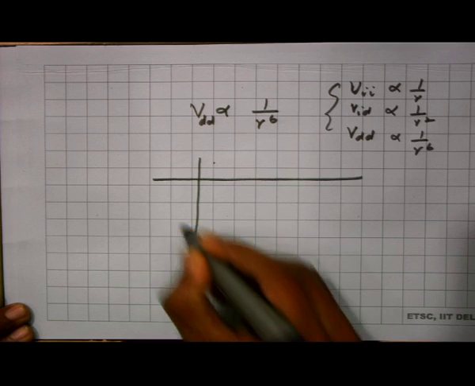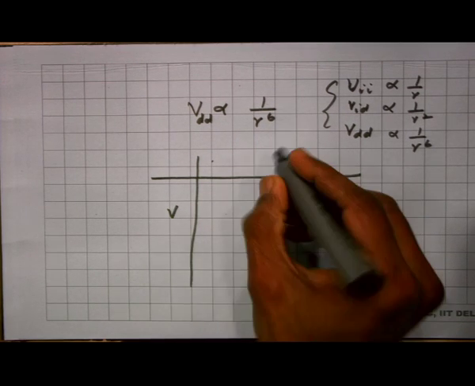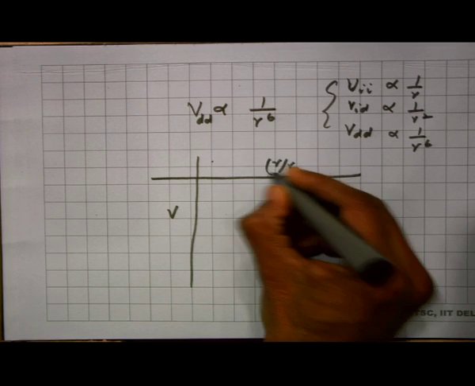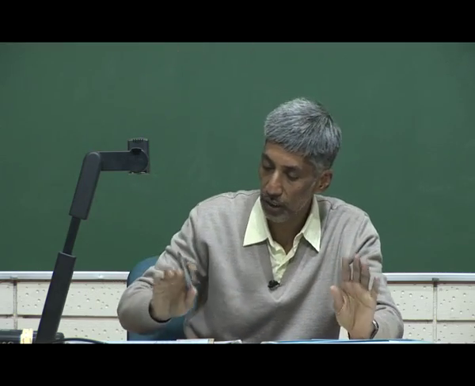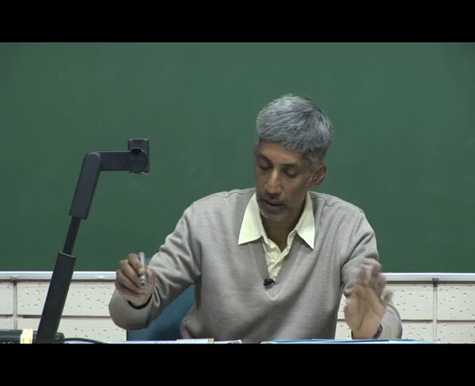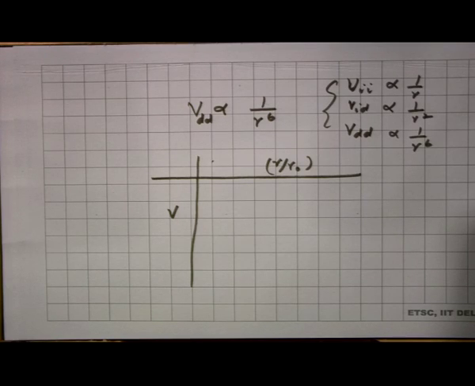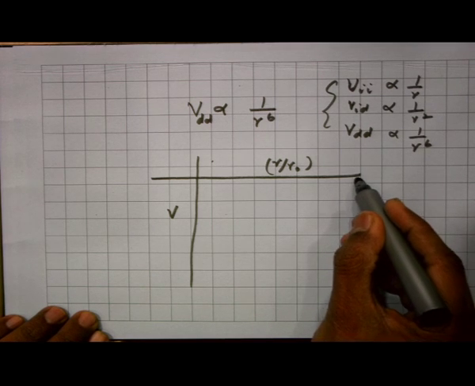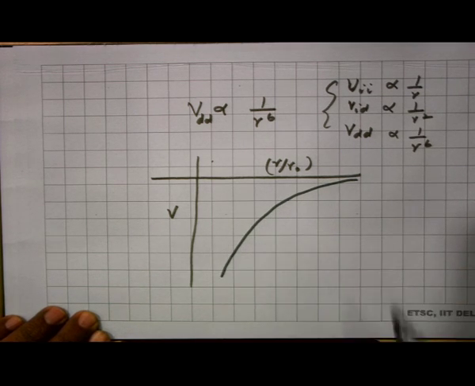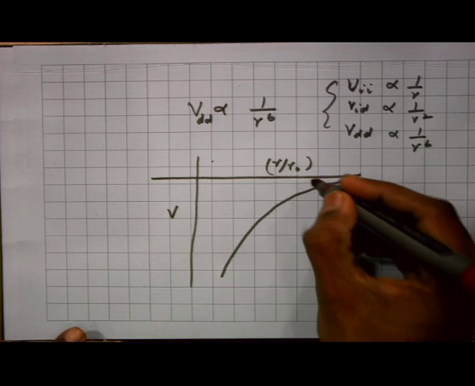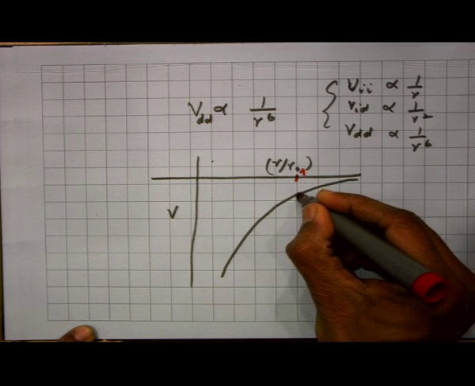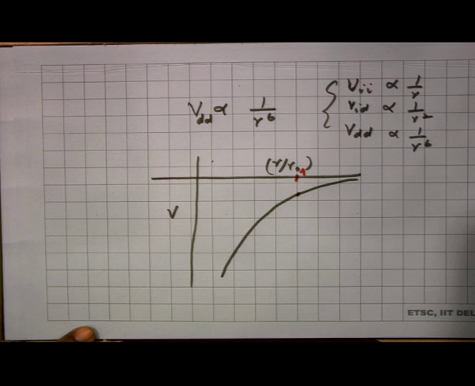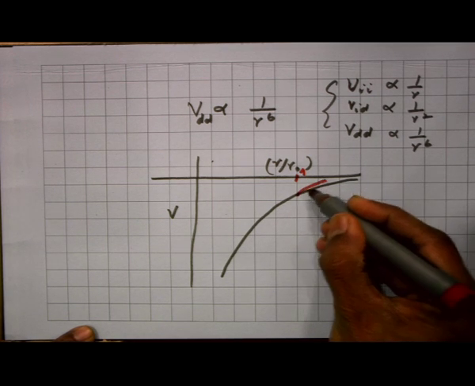I plot V as a function of r over scaled distance between the two dipoles or the two ions, or the interaction sizes are different, but we will consider that they are all of the same size. So, 1 over r would be like that, 1 over r square. So, imagine that this is 1 at that point, they are equal. So, it will go like that.